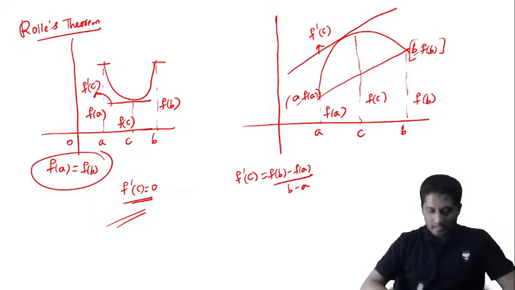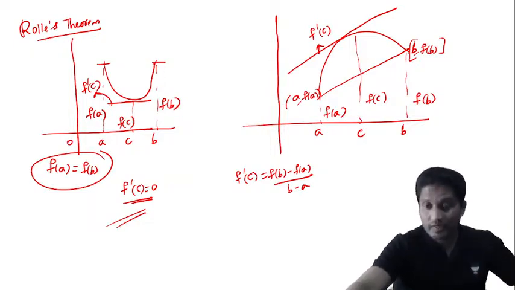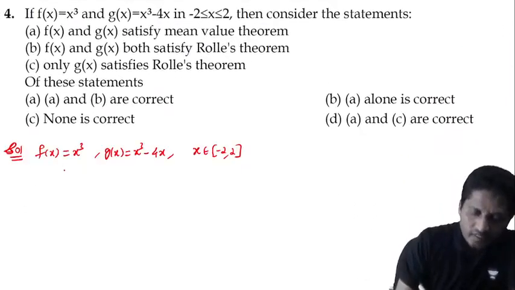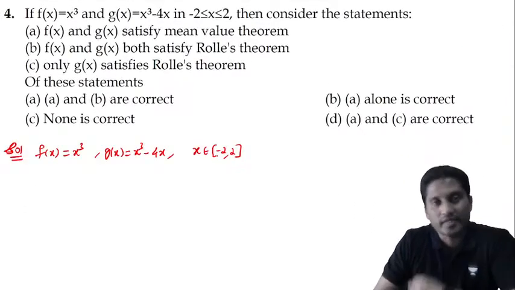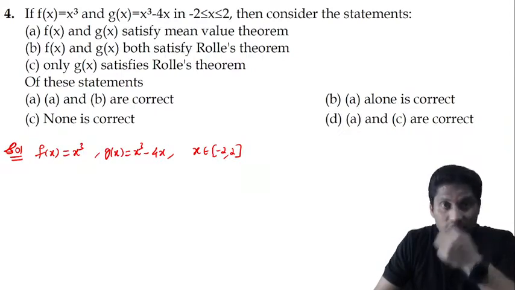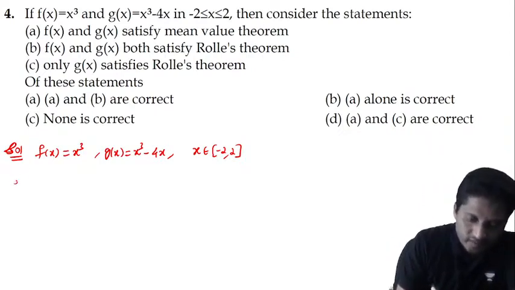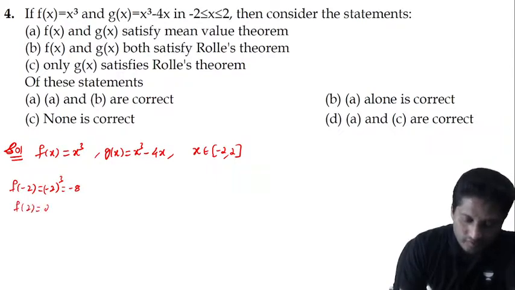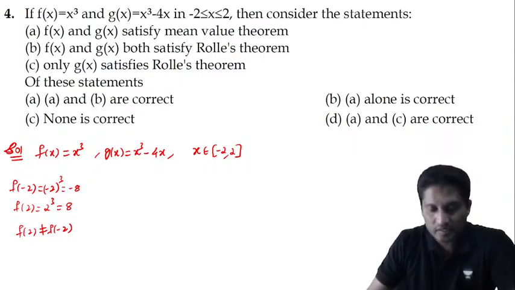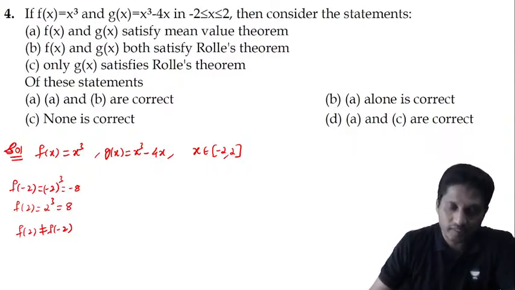Now let's say if I start with this, if I look into the question, suppose f of x is equal to x cube in the closed interval minus 2 comma plus 2. Now if I check Rolle's theorem for this, f of minus 2 the whole cube is equal to minus 8. F of 2 is equal to 2 cube, which is equal to plus 8. This means that f of 2 is not equal to f of minus 2. F of a is not equal to f of b. So for f of x, Rolle's theorem is not applicable.